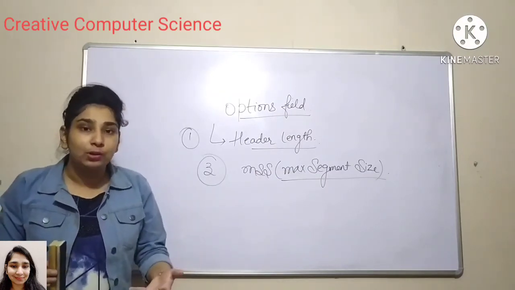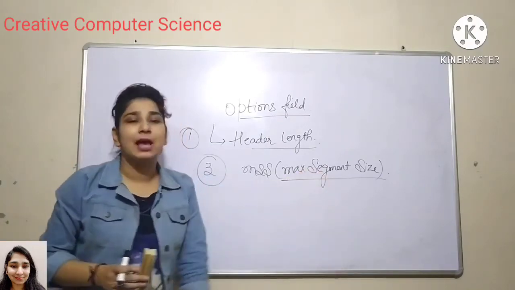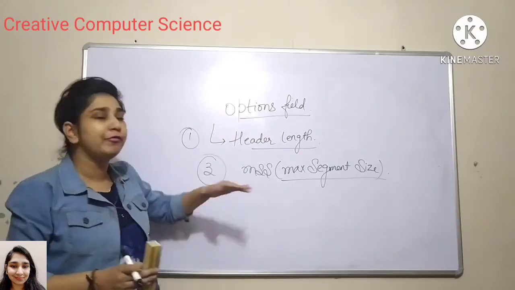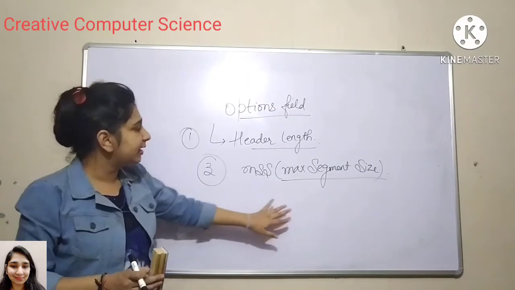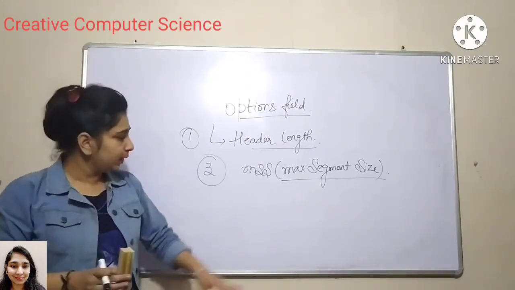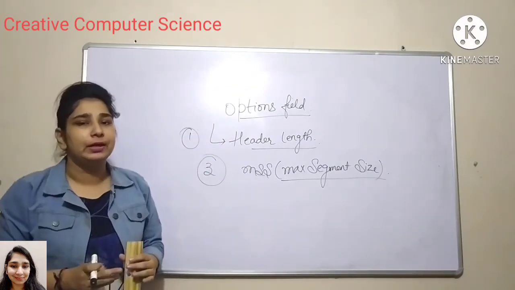We also need to know that, but in the TCP header there is no field for the segment size. So we can use the options field to define the maximum segment size when sender and receiver are going to establish a connection with each other. This way we can make use of the options field.